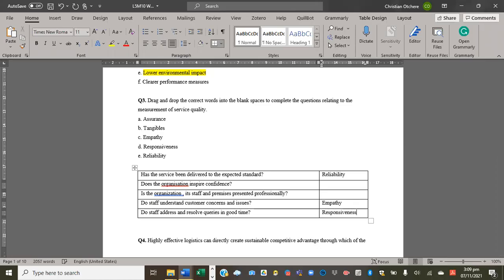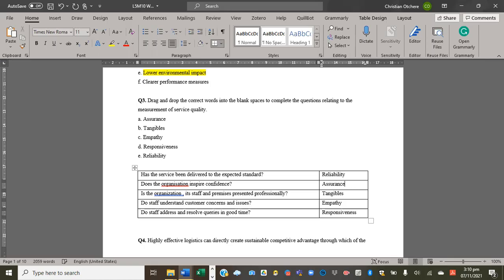Okay, so we are back. Is the organization and its staff premises presented professionally? That would be tangibles. Then the last one, the second, will be assurance.